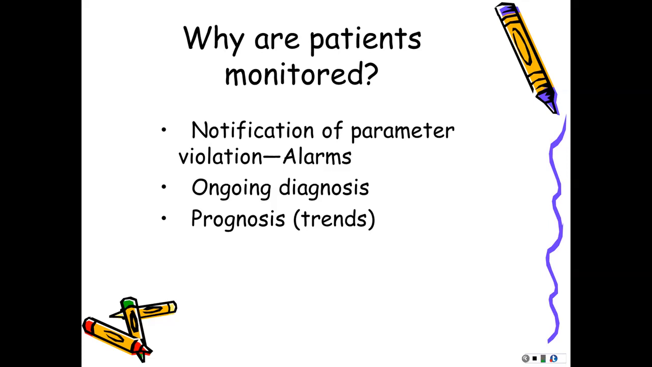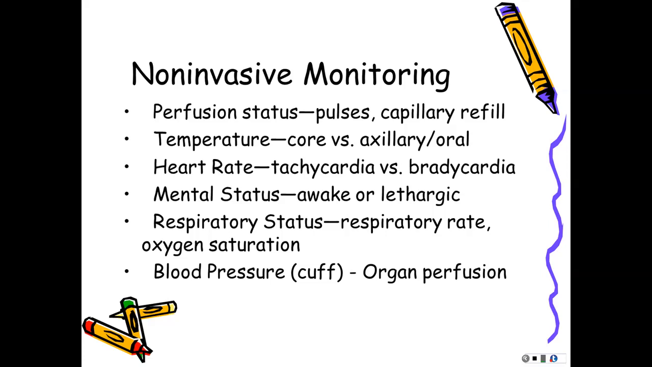I know it's the same for kids as it is for adults as far as why we monitor patients. We want to make sure that we recognize when they're outside of normal limits for ongoing diagnosis and, of course, prognosis. The way we monitor patients is usually non-invasive, whether it's kids or adults. The difference between kids and adults is the order that we monitor things in. With adults, pretty much if their blood pressure is good, they're good. It's the first thing that goes, and it's the one main indicator that we use.